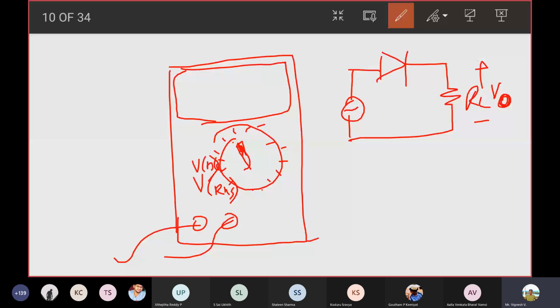Because it would give what the DC value is. The higher the average value or DC value, the better your rectifier would be, right? A higher DC value means there is a higher conversion of AC to DC. Am I right? Common sense, no?